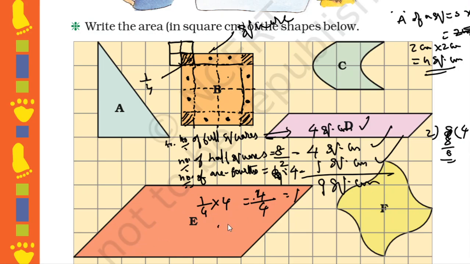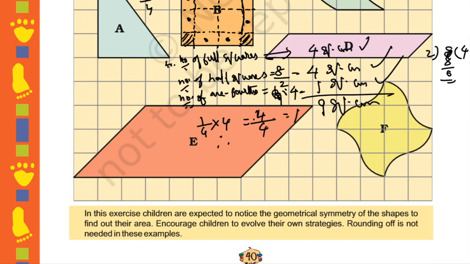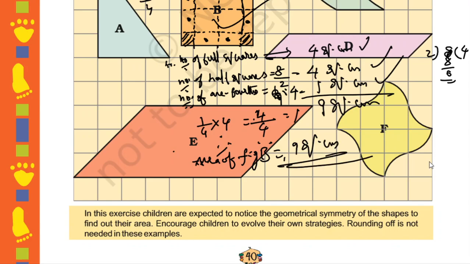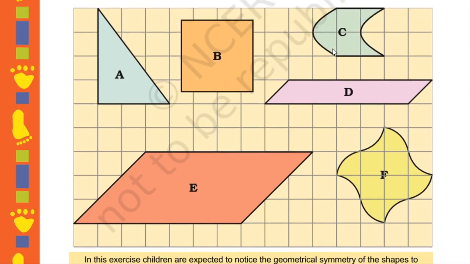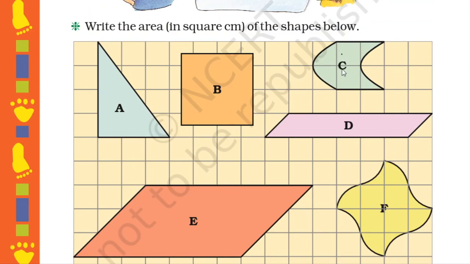Therefore, the area of figure B is equal to 4 plus 4, 8 plus 1, 9 square centimeters. So in this way we can find the area of the given figures. So come to the next one.